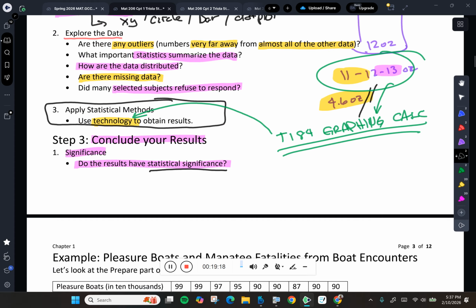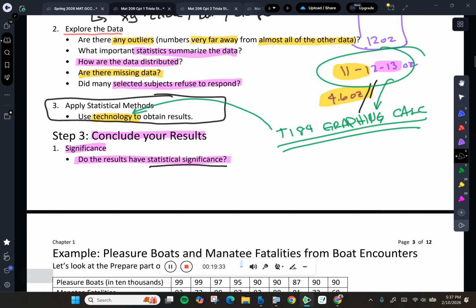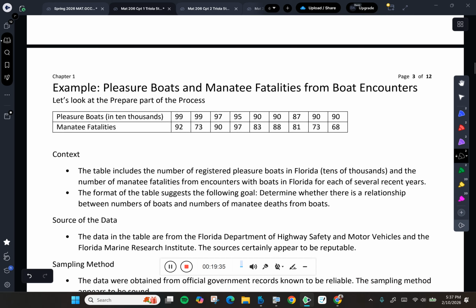And if there's a low probability that your results happened by chance, then we would say that you are statistically significant. If there's a high probability that chance could have given you that outcome, you're not significant, right? All right, so let's look at an example here.